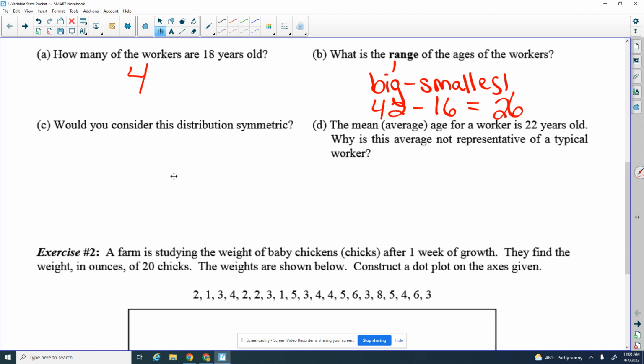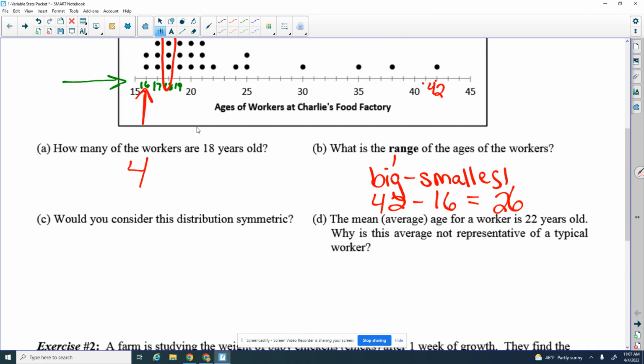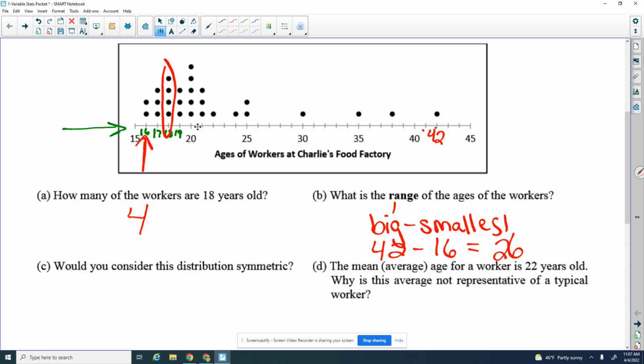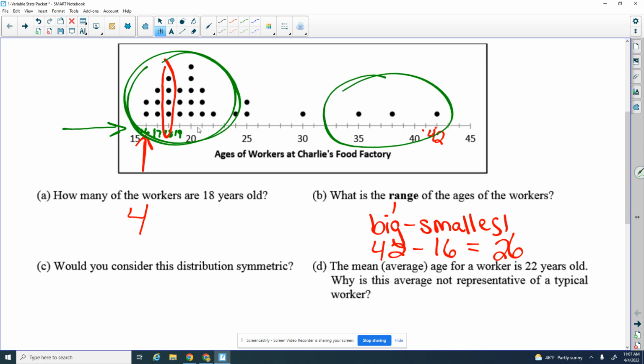Now part C, would you consider this distribution symmetric? That means that on both sides of the graph, it matches. So you have a bunch of dots over here and then not so many dots over here. So I would say no, it is not symmetric.